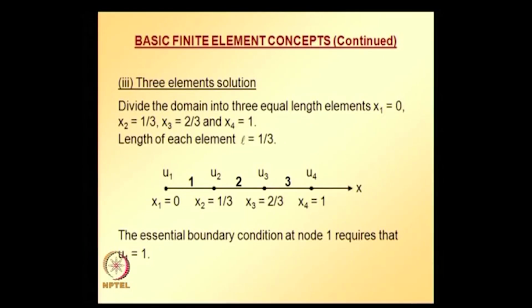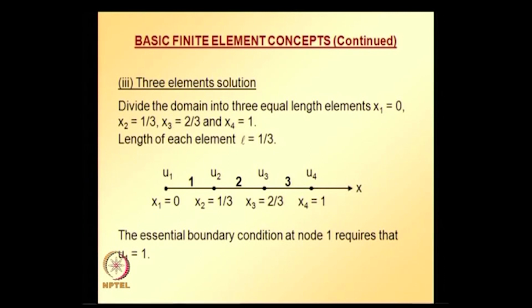So, divide the problem domain into three elements, each element having length 1 over 3, and all elements have the same length, and the coordinates of the nodes are shown in the figure there. Node 1 corresponds to x equal to 0, node 2 corresponds to x equal to 1 over 3, node 3 corresponds to 2 over 3, node 4 corresponds to 1, and the essential boundary condition is prescribed at node 1, and also the natural boundary condition, or u evaluated at x equal to 1, corresponds to u4 now.